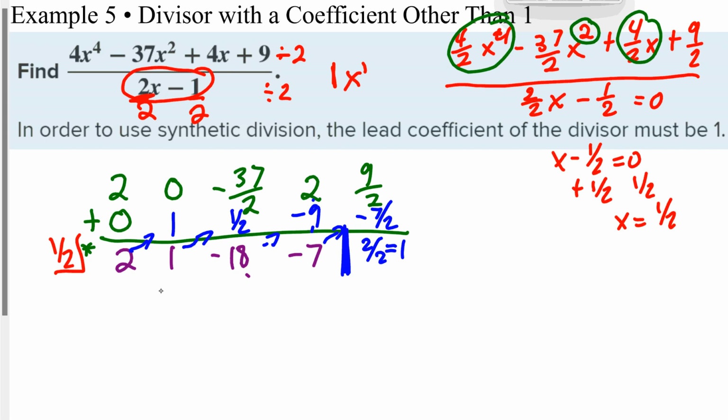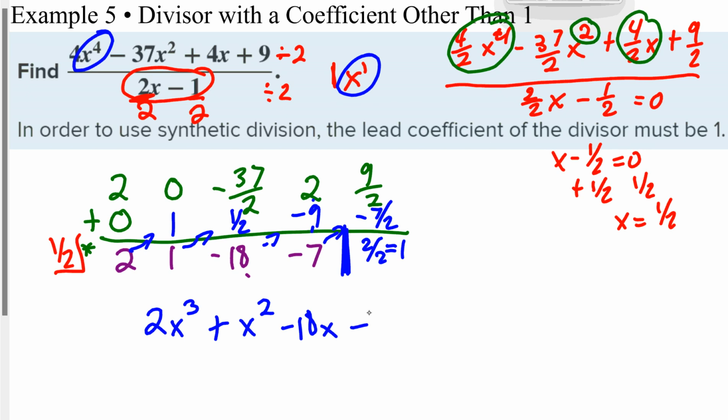So if I was to write this, our answer would be 2, and I took a degree of 1 from a degree of 4, so that would be a degree of 3. Then the next term is a 1, so that would be 1x squared, or you can put a 1 there if you want to. And then a negative 18x, because I go 3, 2, 1, and then my constant, negative 7, and then my remainder is a positive 1, so I want to put a plus. And then 1 over what I divided by, right? So what I divided by, and I can put the original one, which is 2x minus 1. Okay, and so that is my answer.